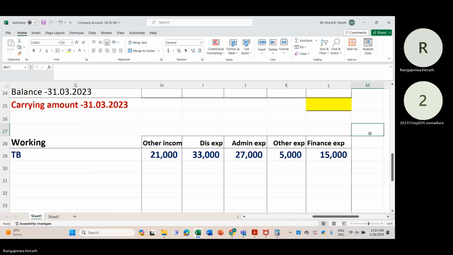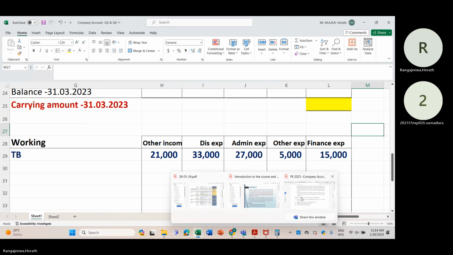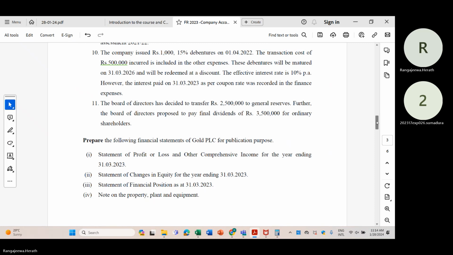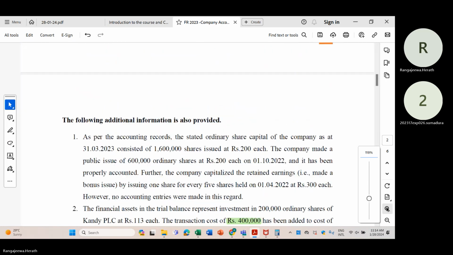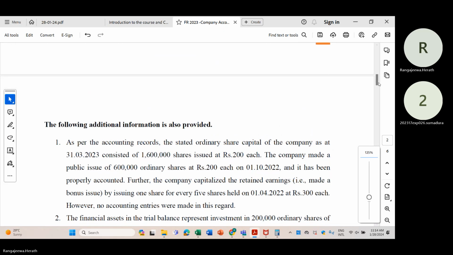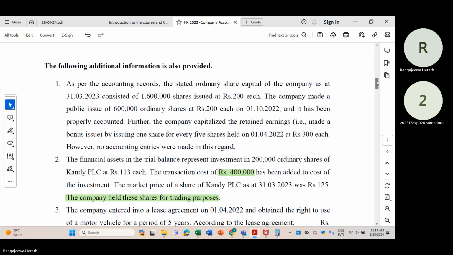Right? Now we have the format. So we can start one by one with the additional information. The primary additional information is the first one. As per the accounting records, ordinary share capital at the end of the year, 1,600 into 200, was 32,000. The company made a public issue, 600 into 200.